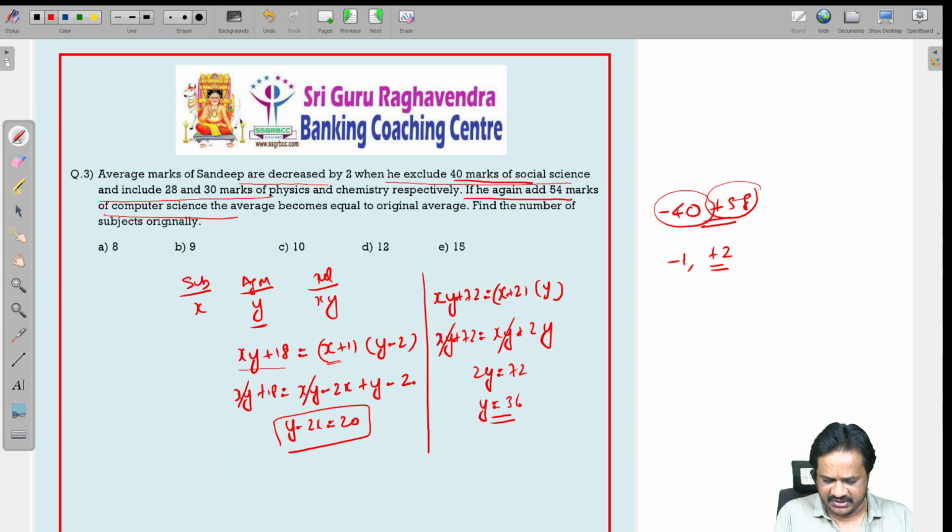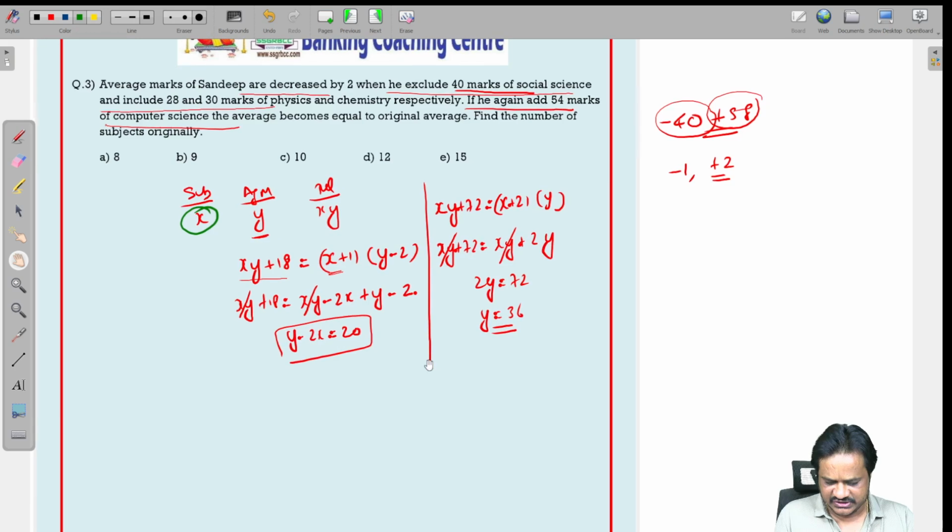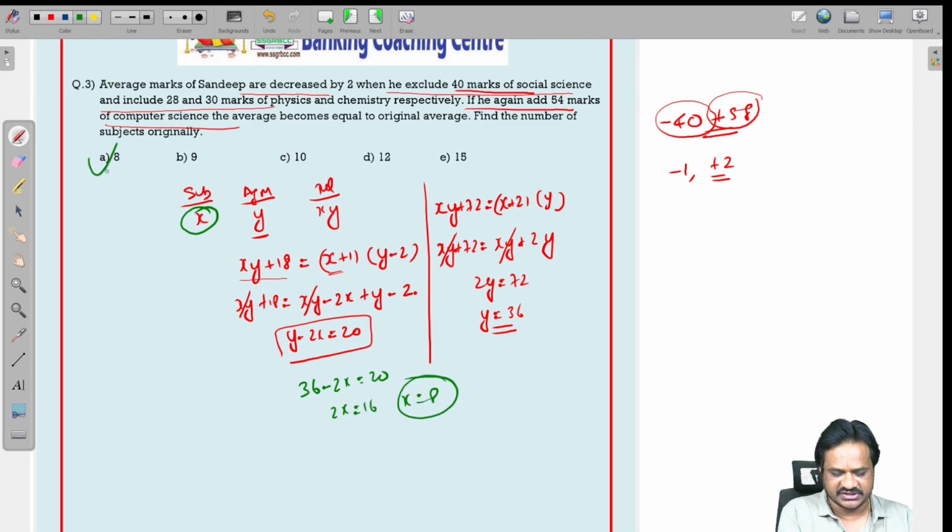But we want the number of subjects. Number of subjects is nothing but x. So if you substitute here, 36 minus 2x is equal to 20, 2x is 16, x value is 8. So the number of subjects is 8. 8 is the correct answer. Let us see the next question.